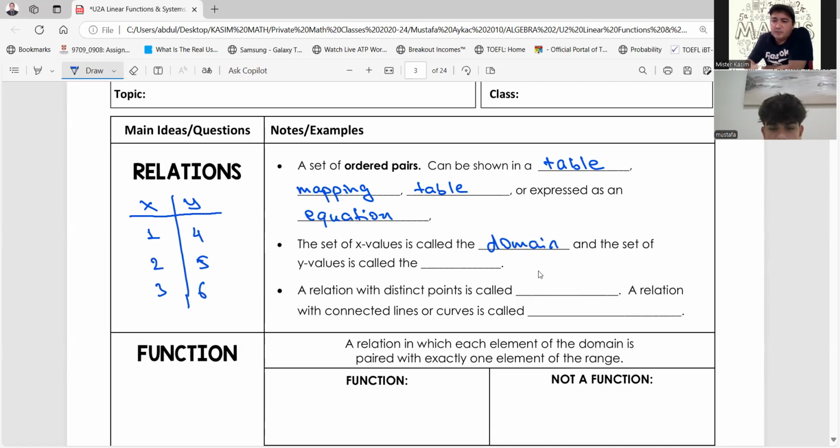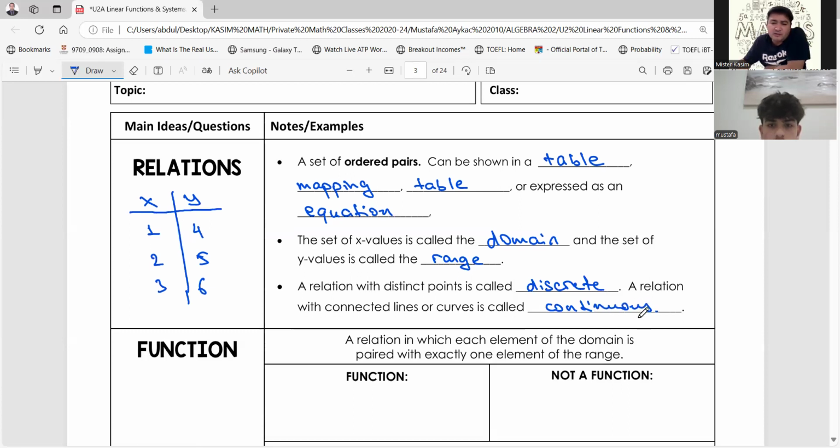right? Domain means that you are giving something to your machine, and after putting this in and processing it, the set of y values is called the range. You remember you studied this in Algebra 1. So the domain, and the set of y values is called the range. A relation with distinct points is called discrete. A relation with connected lines or curves is called continuous.